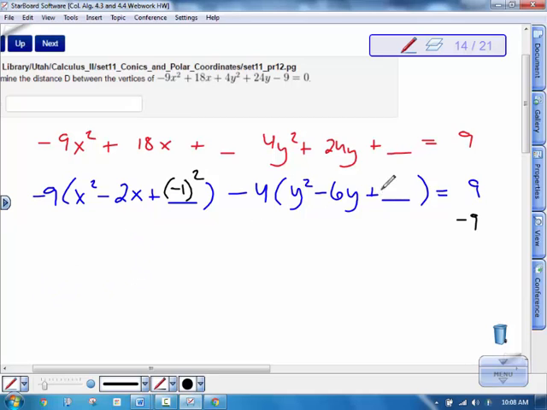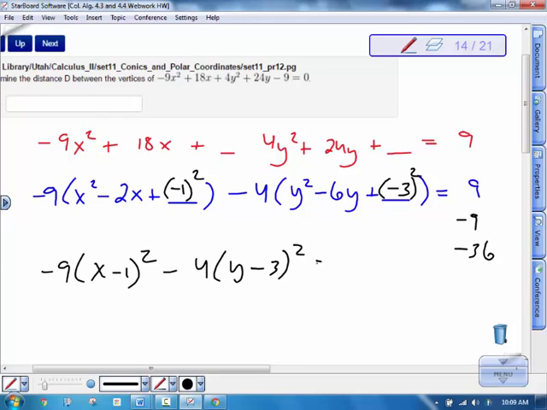That's really what I'm doing when I add 1 right here. And then here, b over 2 would be negative 6 over 2, which is really negative 3 squared, which is really just 9. I'm going to leave it as negative 3 squared right here. But keep in mind it's really 9, and 9 times negative 4 is a negative 36, so I need to subtract 36 as well here. That leaves me with negative 9 times x minus 1 squared. This is a perfect square trinomial, so put x and negative 1 here. Minus 4 times y minus 3 squared equals, these cancel and you end up with negative 36.